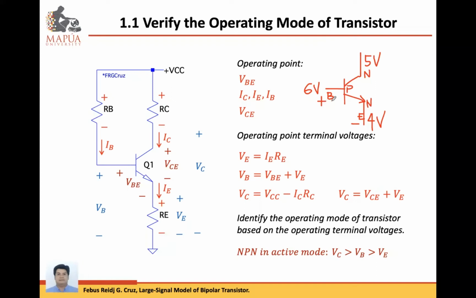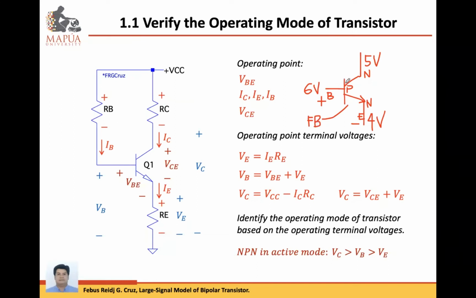So that means in the base emitter junction, positive voltage is connected to P-type, negative voltage connected on the N-type. Therefore, base emitter junction is forward biased. Alright, nasundan ba? Yes po, sir.